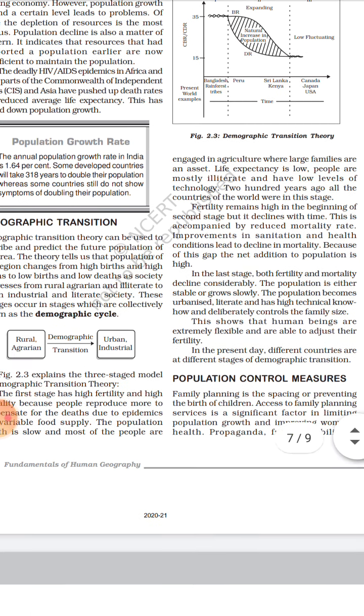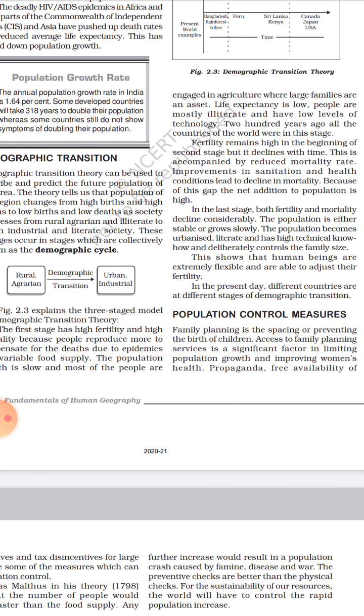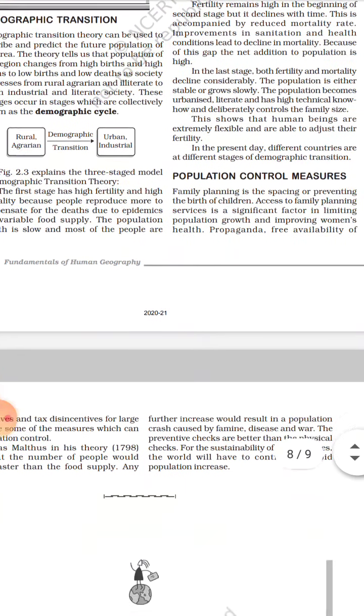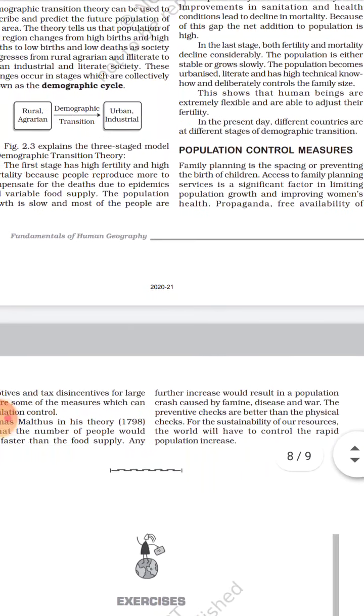The last topic of your chapter is population control measures. As we know, family planning is the spacing or preventing of the birth of children. Family planning can be helpful in the control of population, and free availability of contraceptive pills and tax disincentives for large families are some of the measures which can help population control.